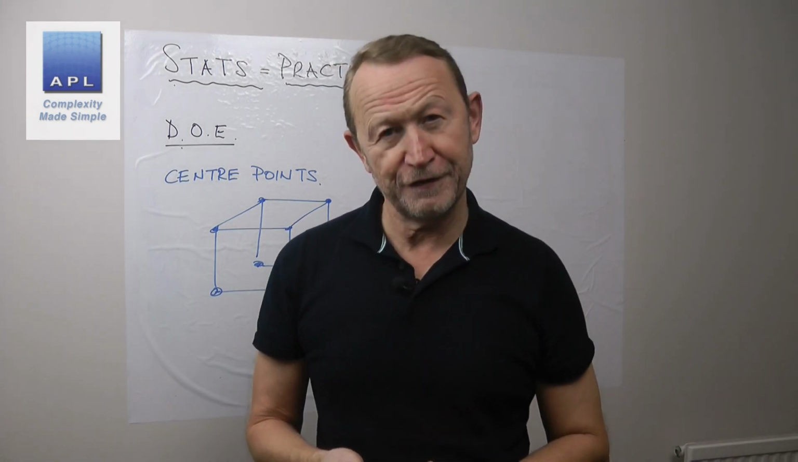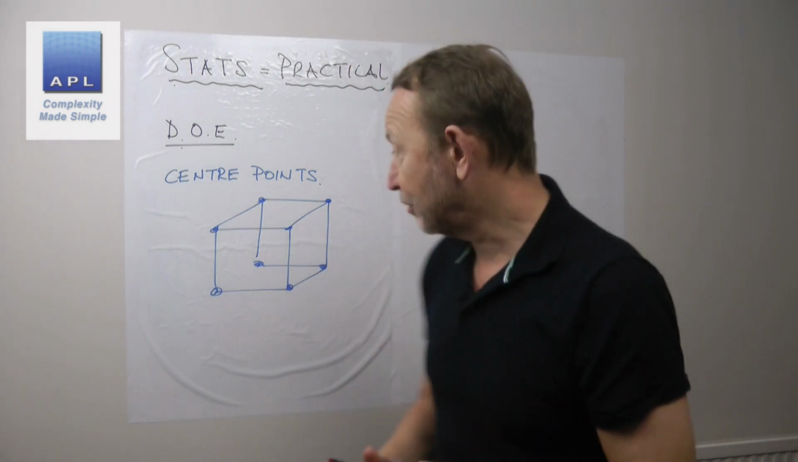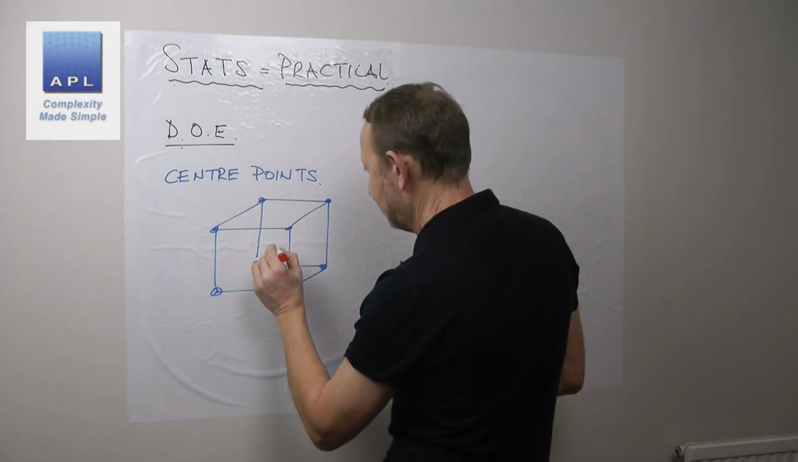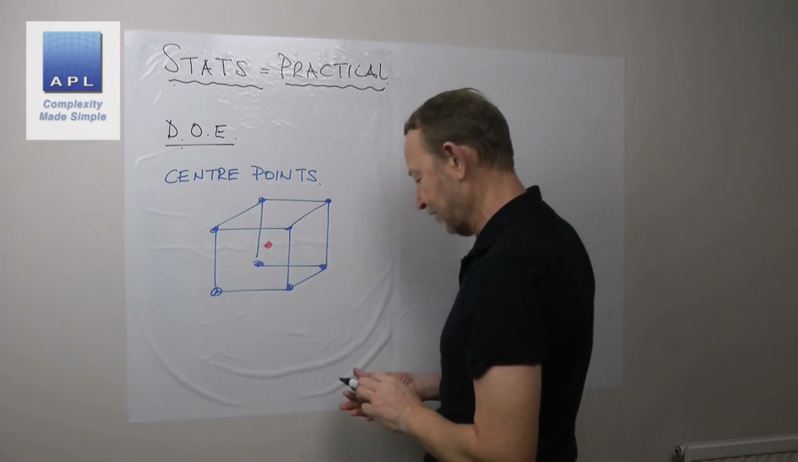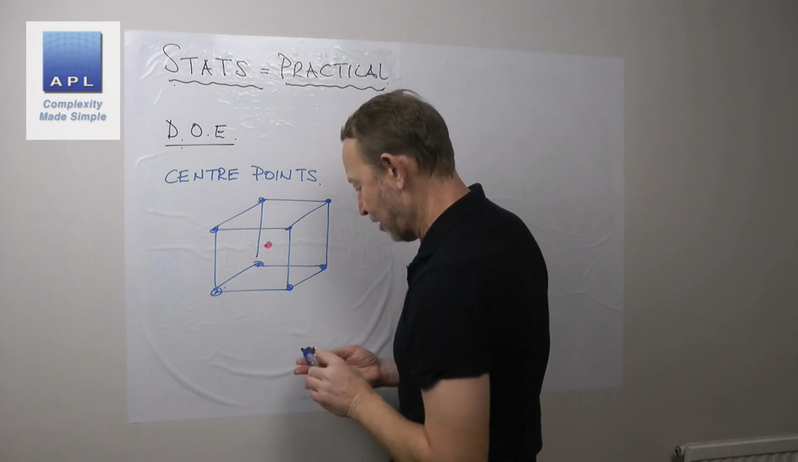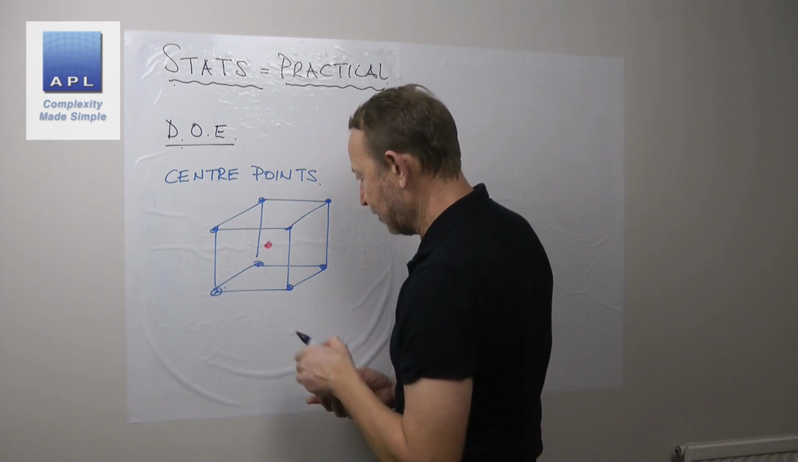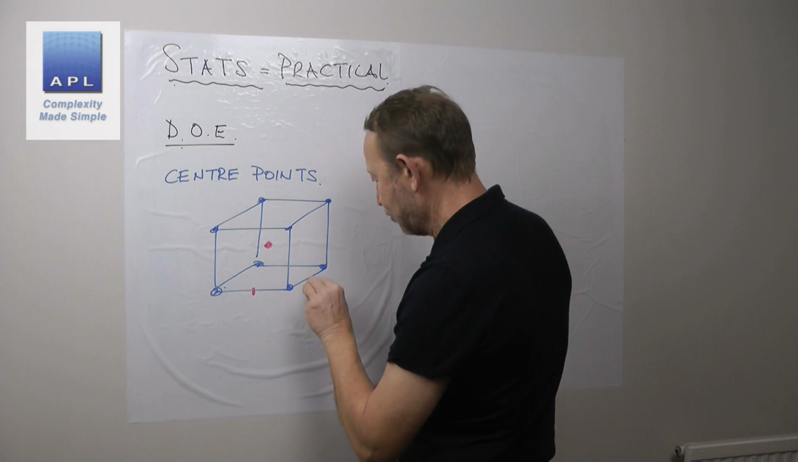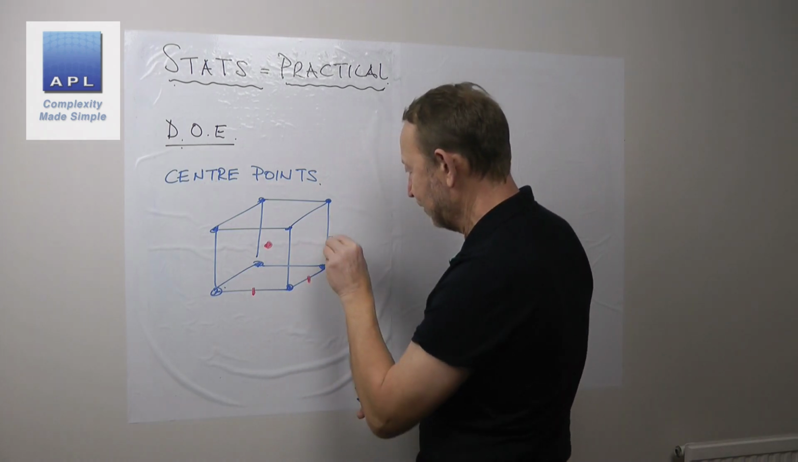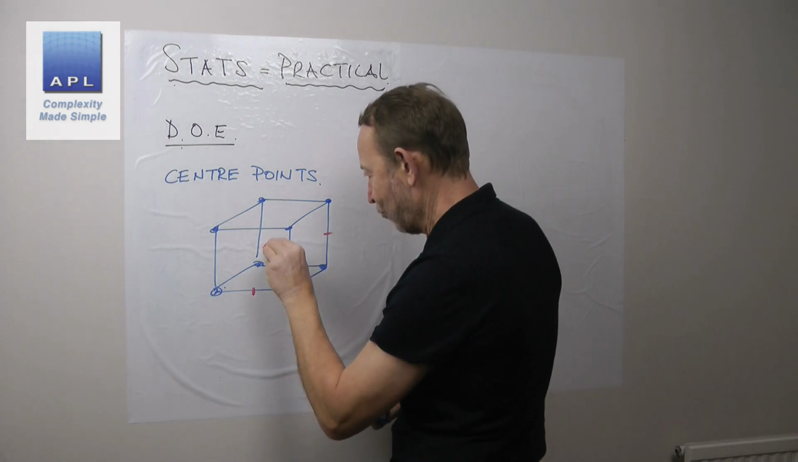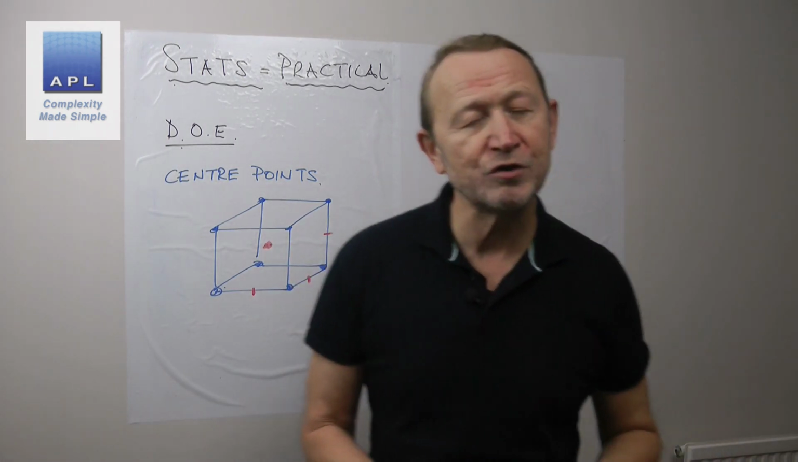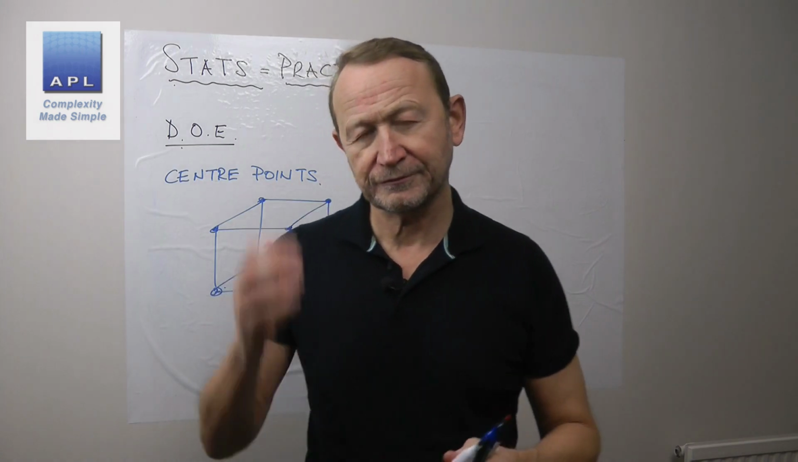But how can I confirm linearity? Well, you confirm linearity by doing this. You do a center point right in the middle of the box. In other words, you're going to put a setting in the middle of time, a setting in the middle of temperature, and a setting in the middle of pressure. Where does that drive you to? It drives you to the middle of the box.